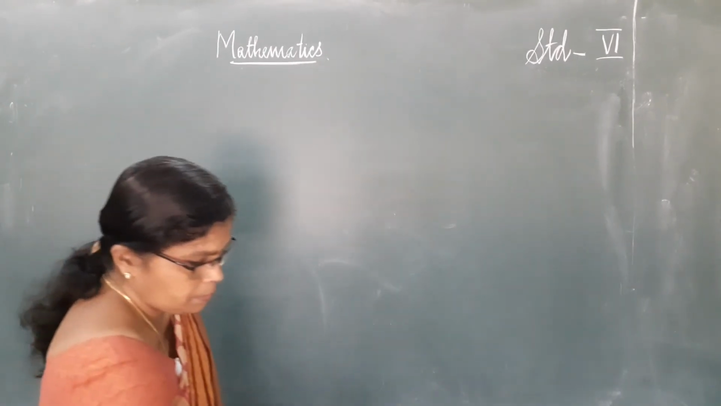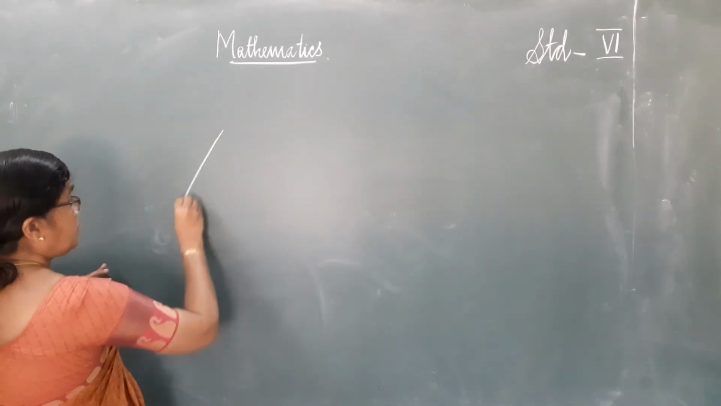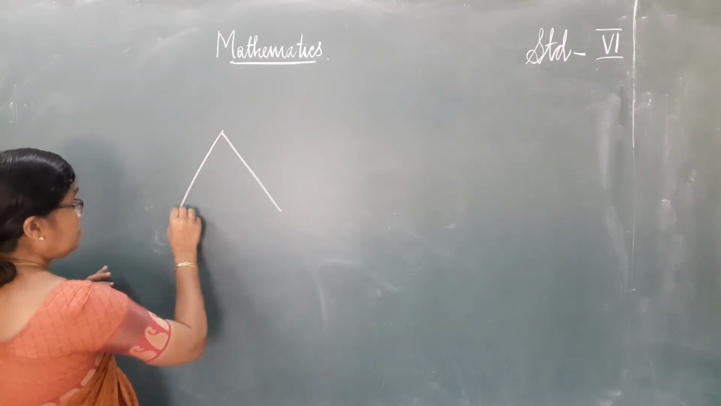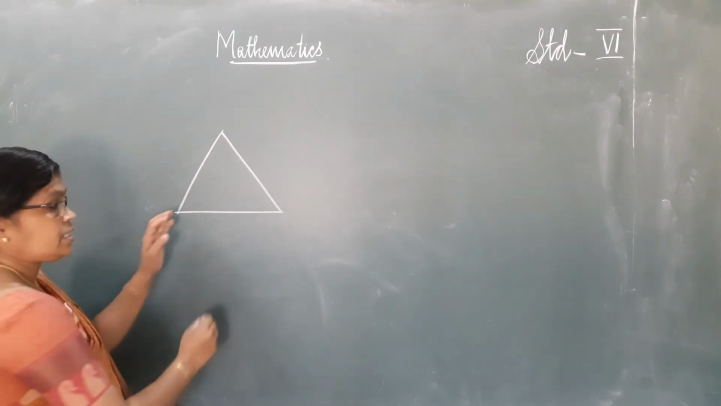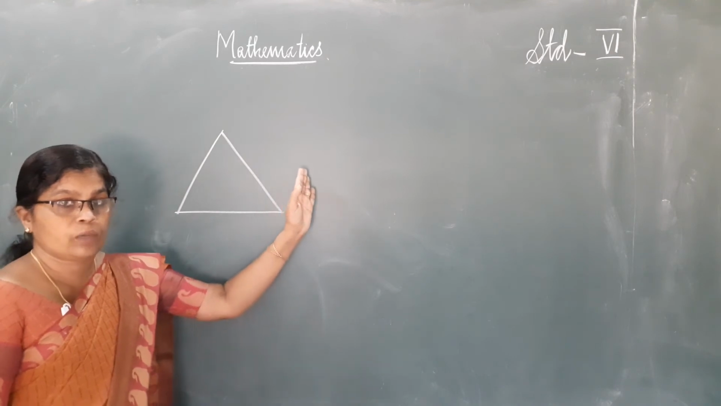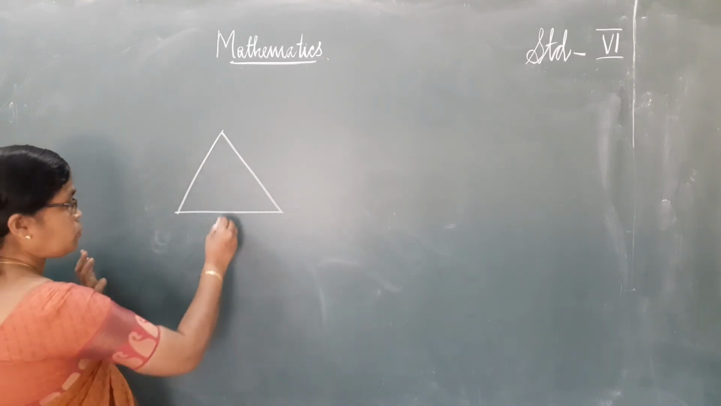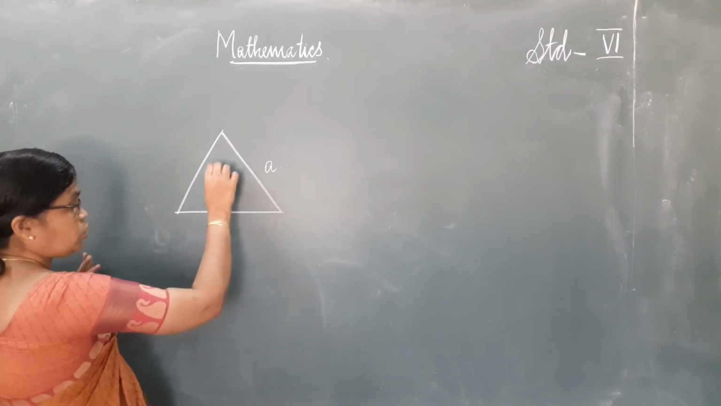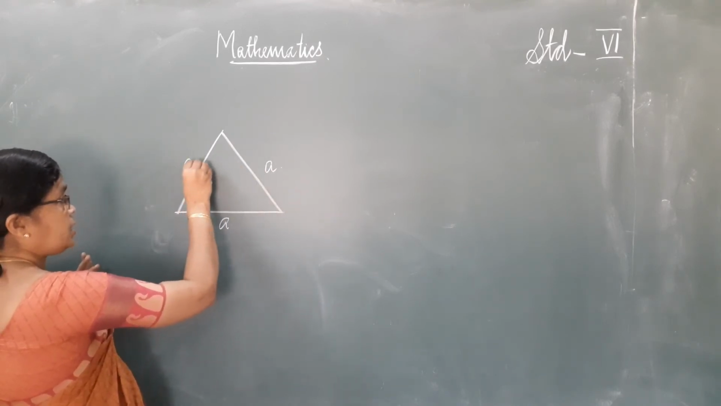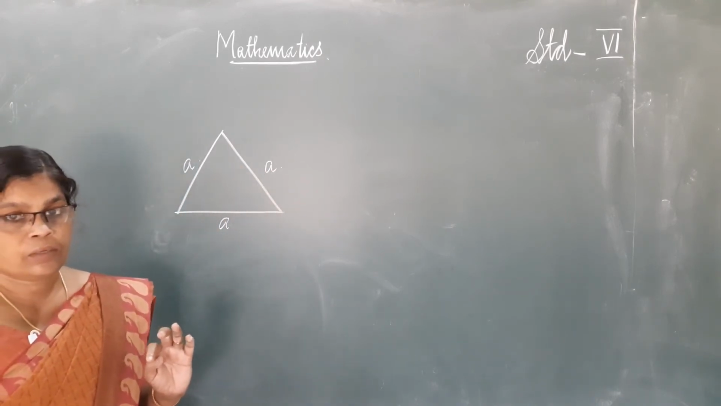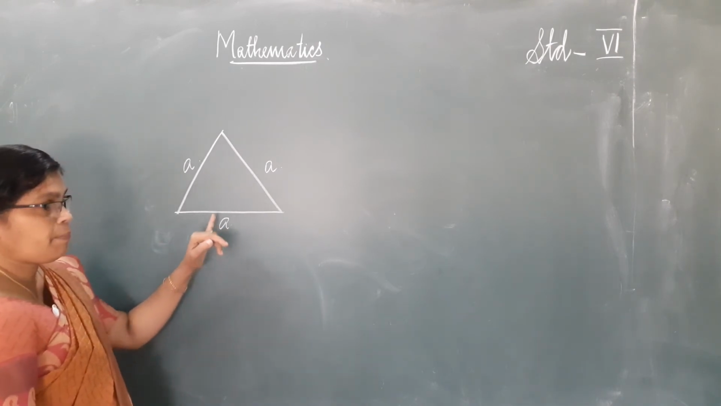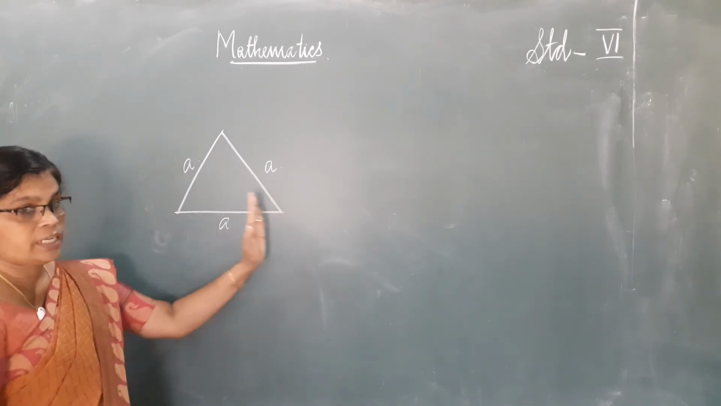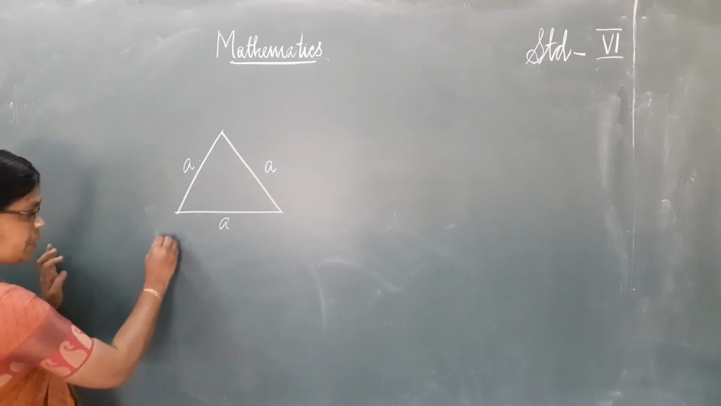Let us find the perimeter of a triangle. In this triangle, all the sides are equal. Suppose this side is A, and all the sides are equal, so this side also will be A, and this side also will be A. Okay, that is A plus A plus A. All the sides we have to add, then we get the perimeter.